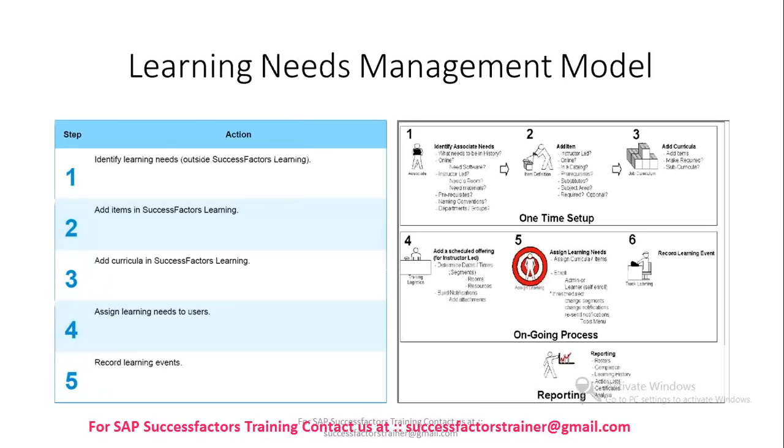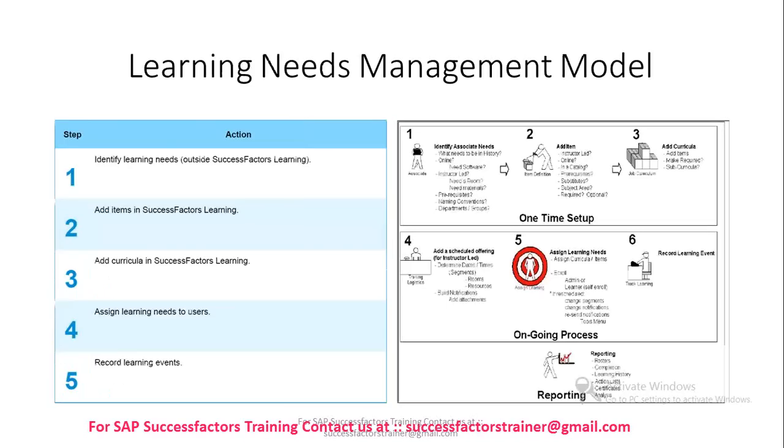So we'll go with this to begin with, and we identify the learning needs and then prepare the course specification sheet and add the training need in the form of an item onto the system. Curriculum is nothing but a folder, so we add multiple items onto a curriculum and make our curriculum available. And for the users to take up the training, we need to have a date. That is something called a scheduled offering. We add a scheduled offering, and then once the scheduled offering has been created, we make that available to the end users. And then once they are done with the training, we record the learning event. So this is the basic learning life cycle management model, or life cycle of a training system.